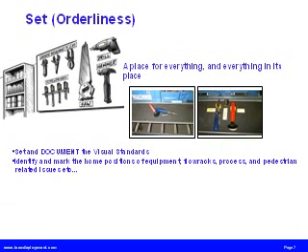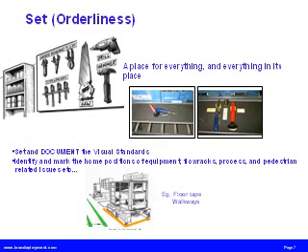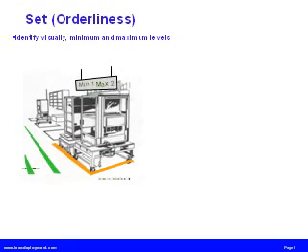Set or orderliness. Here we identify a place for things to go and put everything in its place. It's important to document the visual standards, and this can be done by name tags, tool holders or marked floorways. Identify maximum and minimum levels of inventory, as this will prevent ordering stock too soon or, very importantly, too late. The levels would need to be set at a point that allows for parts to be ordered, delivered and put in place before you run out.